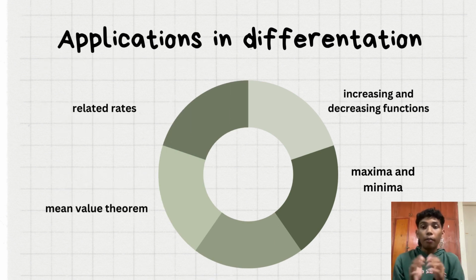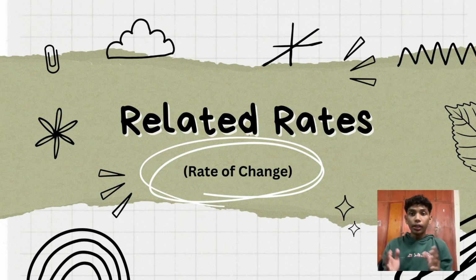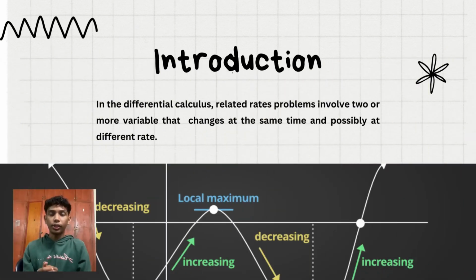There are many applications of differentiation, for example, related rates, increasing and decreasing functions, maxima and minima, and the mean value theorem. Now, we will go through related rates, which is a rate of change. I would like to do some introduction.